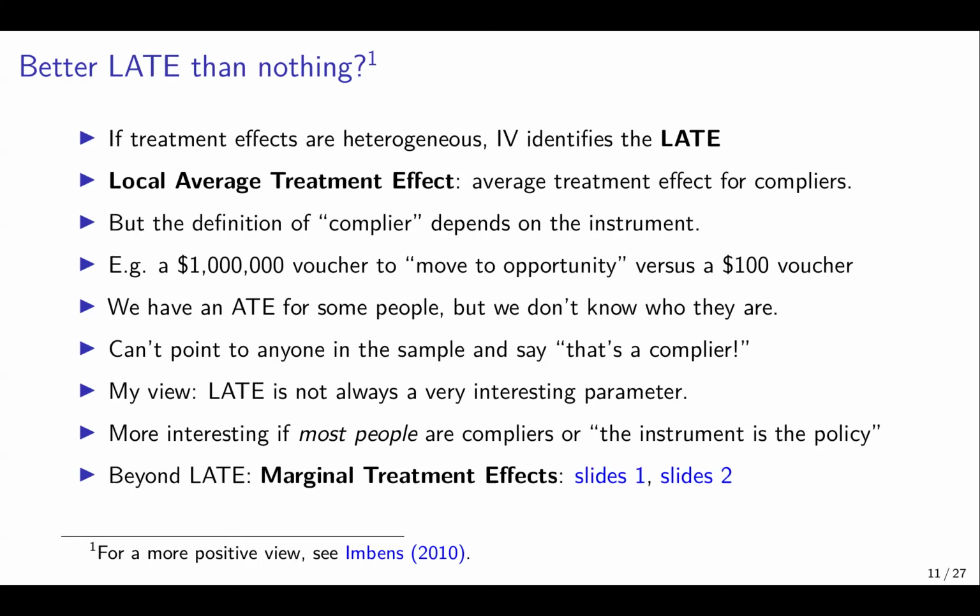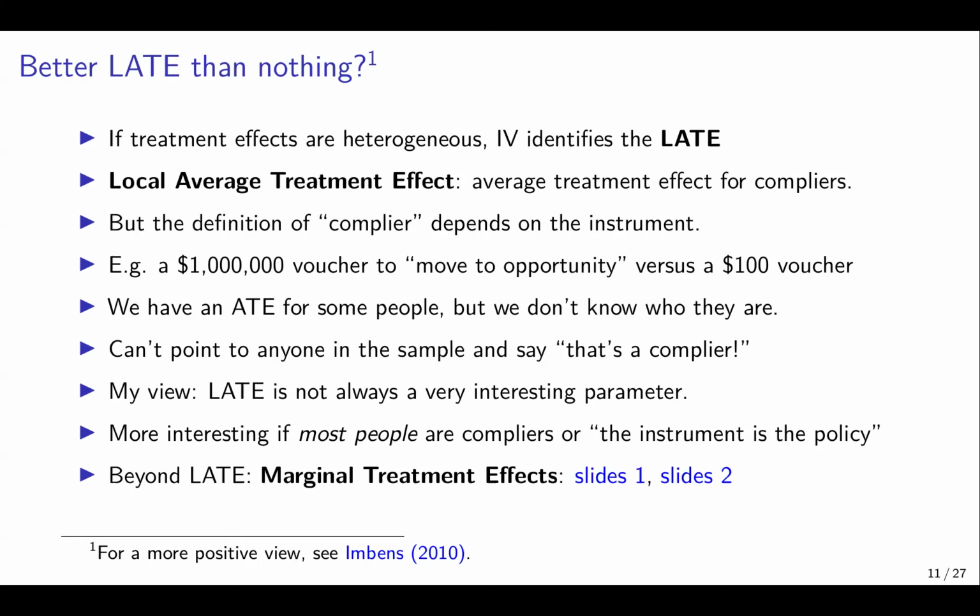But one thing that I would like to stress is that no one ever sat down and said, oh, wow, I would really love to know the local average treatment effect. I would really love to know the average treatment effect for the sort of family who can be induced to move to opportunity by a housing voucher in the amount of $100. No one thought that. No one ever tried to write a paper to learn that particular effect directly.